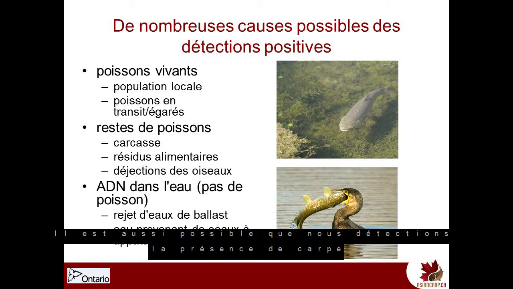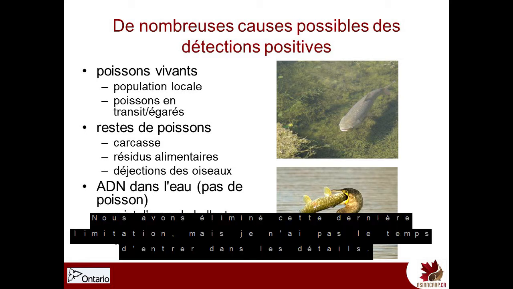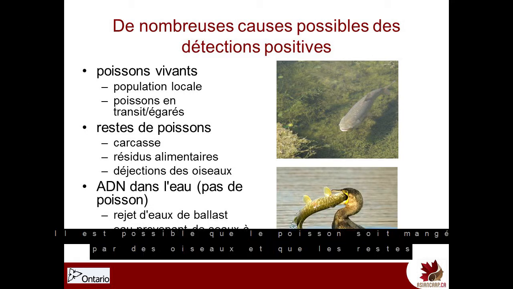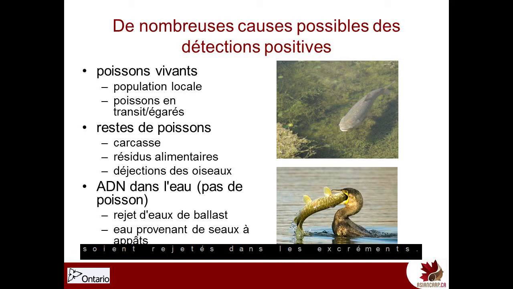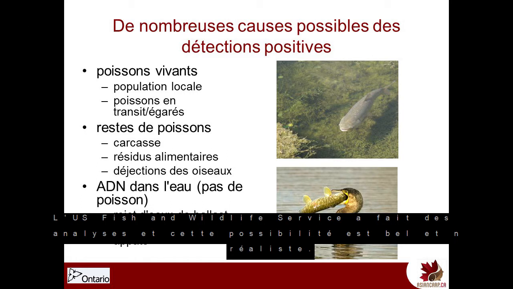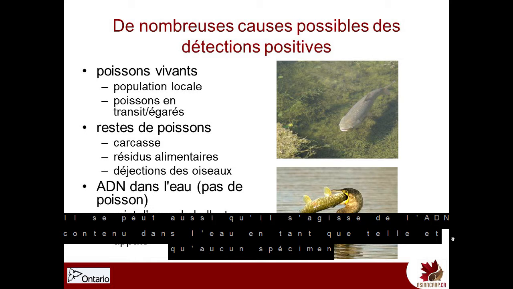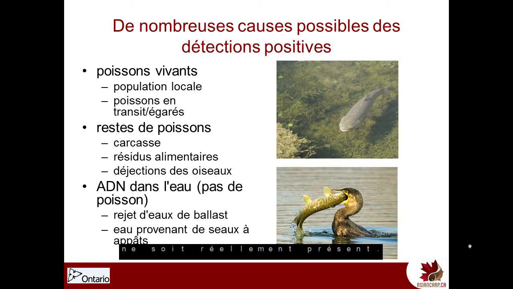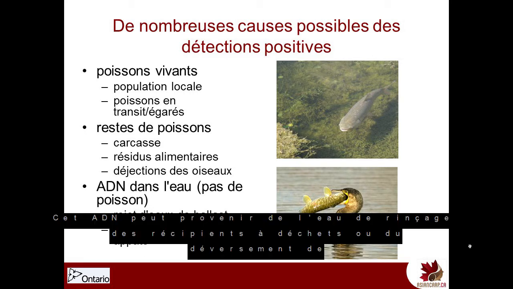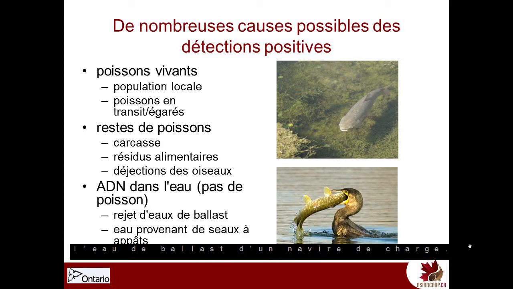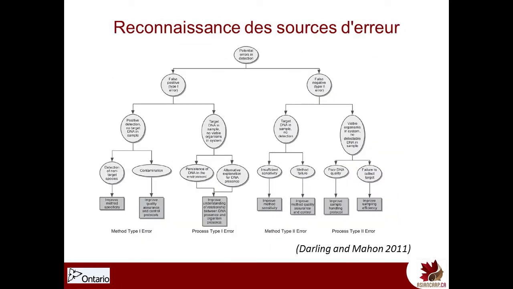So it's possible what we would be detecting is basically sewage outflow. We pretty much eliminated this possibility, but there's not really time to get into that right now. It is possible that fish could be eaten by birds and then their remains excreted out. U.S. Fish and Wildlife has been testing this, and it is possible. It's also possible that it would be DNA from the water itself and no fish actually being present, things like bait bucket water or discharge of ballast water from a cargo ship. So these are all possibilities.